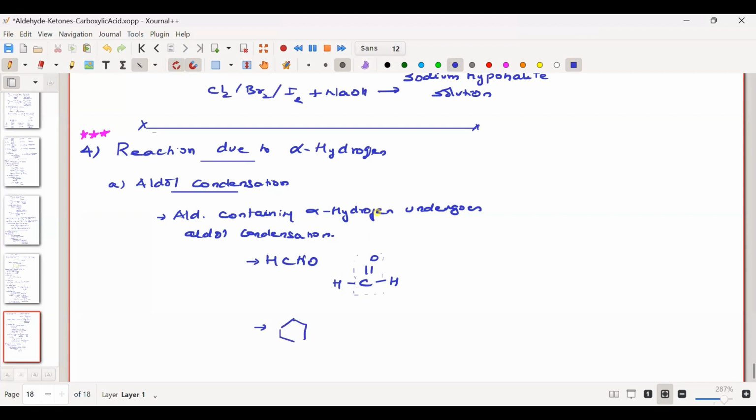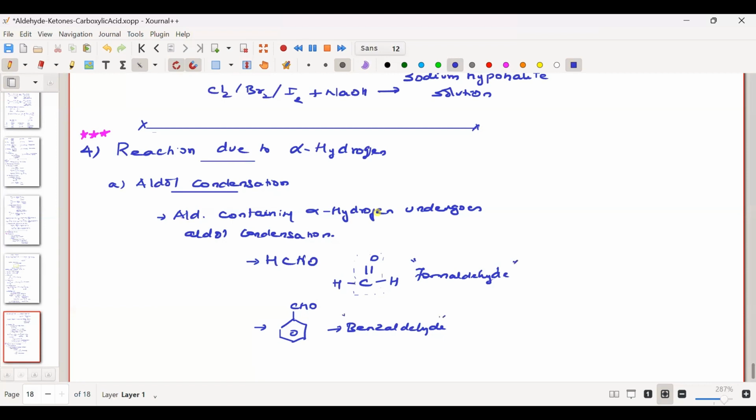Then benzaldehyde. Is there an alpha hydrogen? Where is it? The benzene is attached here. The carbon in the benzene is an alpha carbon, but there is no alpha hydrogen. There is no alpha hydrogen here. Okay. So benzaldehyde and formaldehyde will not undergo aldol condensation.